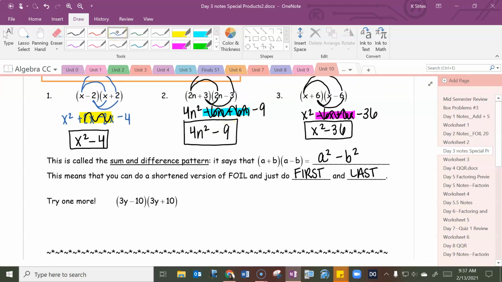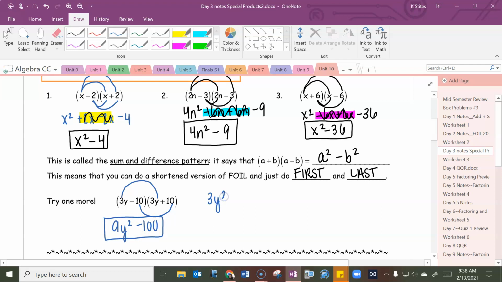It would be completely fine, just like we did up here, but you're going to have this cancellation occur. So the other option, the shortcut, would just be to do first, 3y times 3y is 9y squared, and last, negative 10 times 10 is negative 100. And we can do that because if we were to FOIL out the whole thing like normal, if we were to also do our outer and our inner, what we're going to see is that those 30y's are going to cancel out anyways. All right, so we don't even need to do them. We can just do first and last.